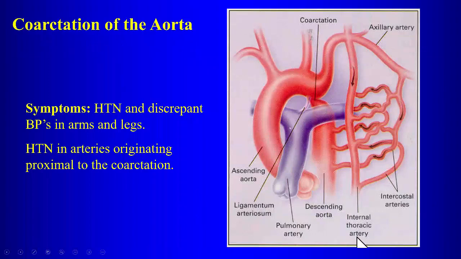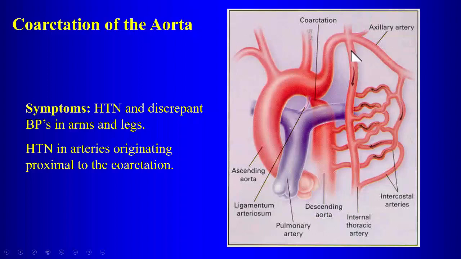For coarctation, the pressures in the legs will be different than the pressures in the arms because the lower extremities are distal to the obstruction. The notching is caused by hypertrophy of the intercostal arteries. Remember, the intercostal arteries come off of the internal mammary artery. So the side of the internal mammary and these intercostal arteries will try to provide collateral flow to the descending aorta distal to the obstruction.